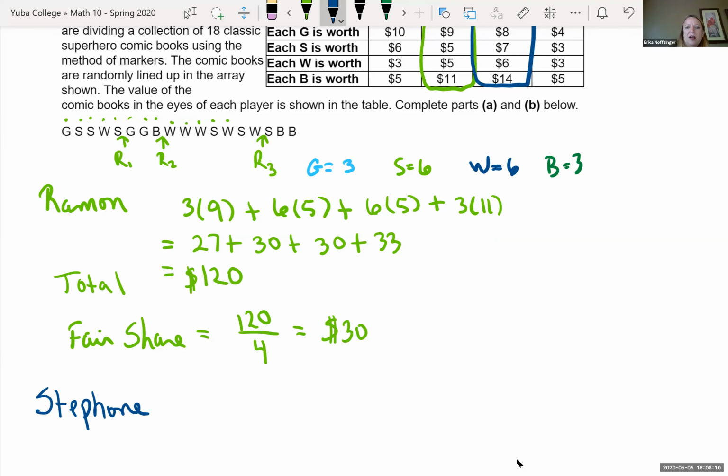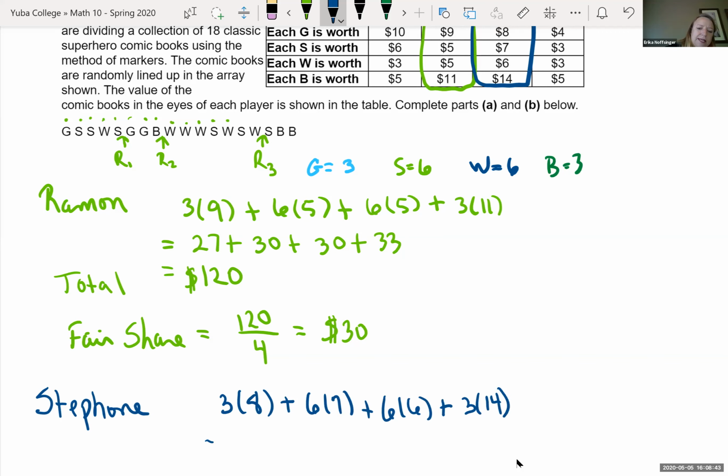So he believes $8 is for G, and we said that there was 3 comic books of G. And so we had 3 times $8 plus S, there's 6 of them, times $7. Plus W, there's 6 of them, and they were worth $6. And the last one, B, there's 3 of them, and that was worth $14.